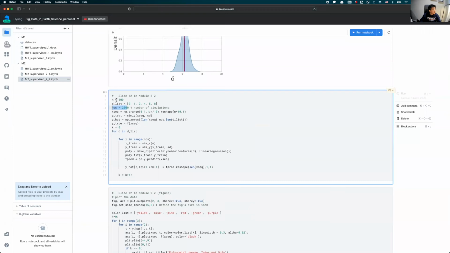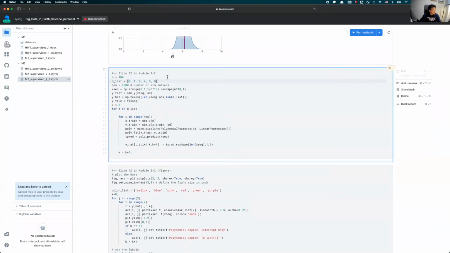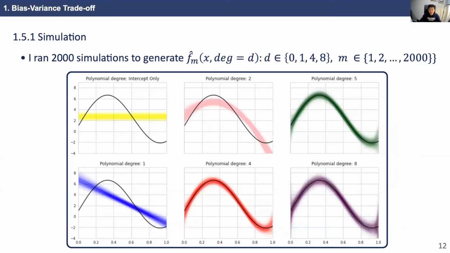So here, the number of training data is 100, and I made 200 fitted lines for the 1, 2, 3, 4, 5, 6 degree polynomial models. Please take time to understand this code line. As you can see from this slide, these figures, we have 2,000 lines for each polynomial model, and the fitted models can be very different if we use different training data sets.